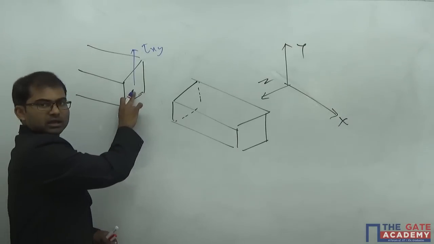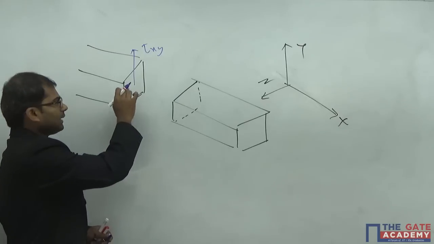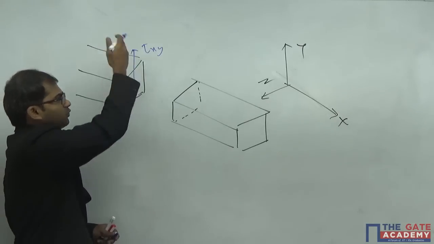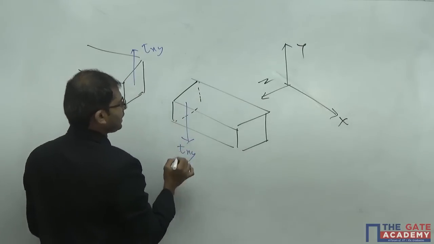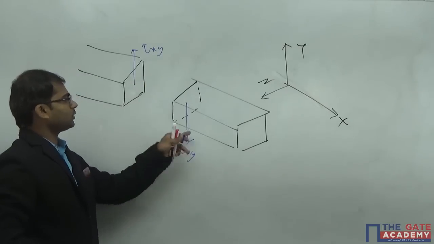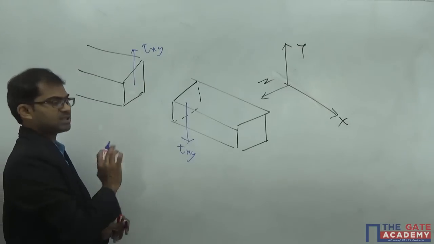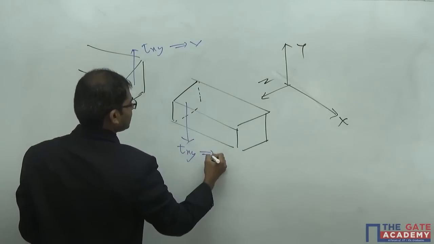So tau xy will be positive if it is acting on a positive x plane and acting along the positive y direction. In the same way, if you take tau xy on the negative x plane, it must be along the negative y direction. So you got tau xy here, you got tau xy here. So you have to use the same thing here. If you multiply this by the area, you will be getting the shear force. So we will take that one as V here.